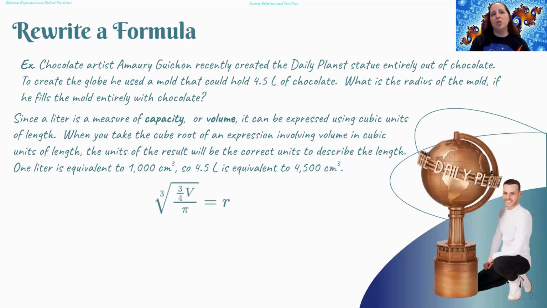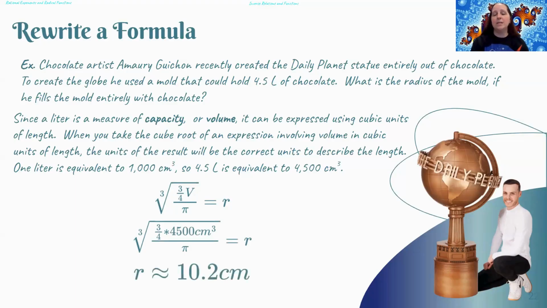Since 4.5 liters is 4,500 centimeters cubed, I can substitute that value in for volume and solve this equation to find what my radius could be. So I take the cube root of 3/4 times 4,500 centimeters cubed divided by pi equals r. Substituting this into a calculator gives me a radius of approximately 10.2 centimeters.